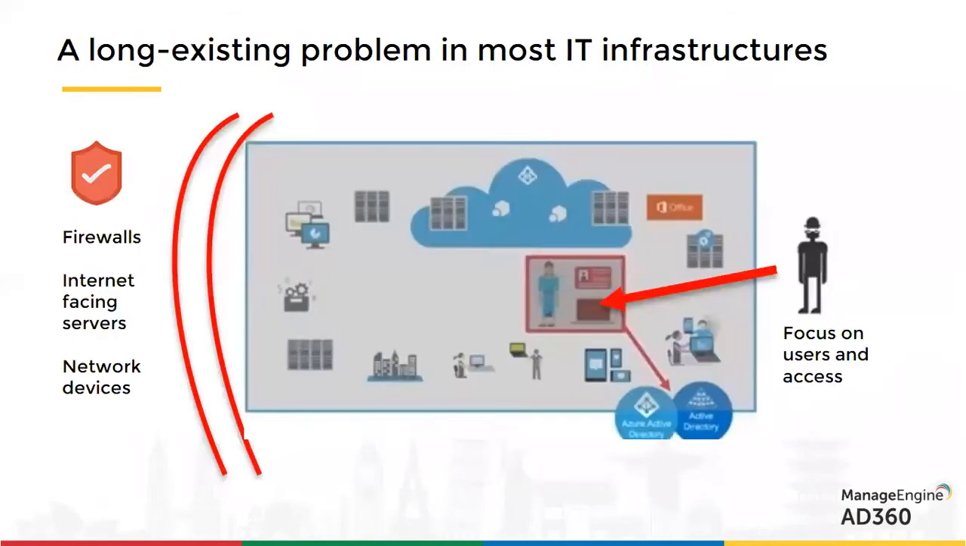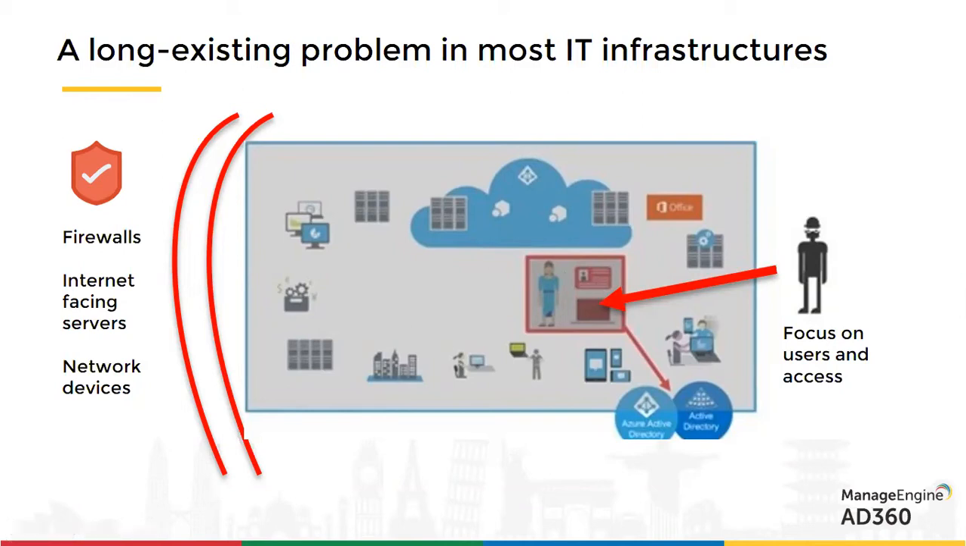Right? So like I said, this is a long existing problem in most IT infrastructures. The focus is always on the perimeter, right? Firewalls, internet facing servers, network devices like routers or switches that are basically internet facing. So what we end up doing is we spend a lot of time trying to improve this security, but little do we know that the attacker is interested only in your users, right?